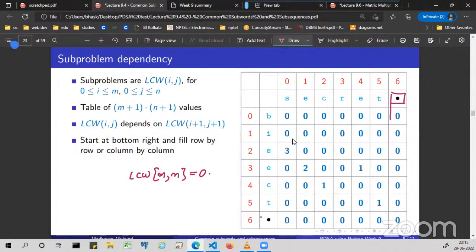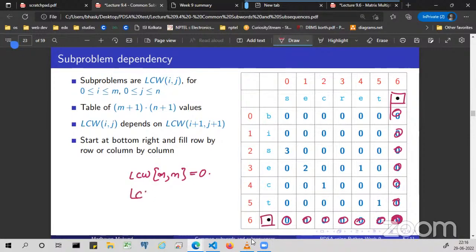We have reached the end of the string, right? So I can just simply initialize all of them with 0. This can be done as the first step as well. As a part of the initialization, you can do that. Okay, so that's done. Why? Because LCW of M comma N is equal to 0. LCW of M comma N is this particular element only.